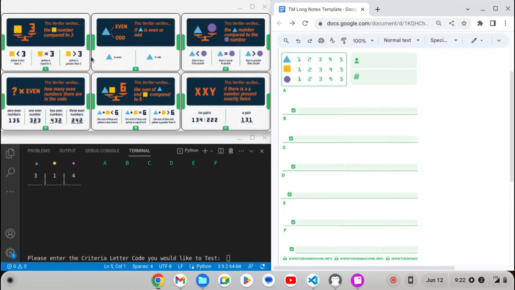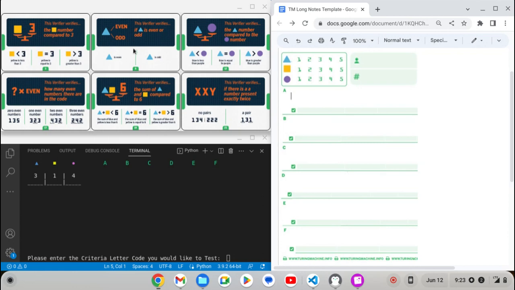So in the grid above, we've got our 6 criteria cards. In the top row, we've got criteria card A, criteria card B, and criteria card C. And the bottom row, we've got criteria card D, criteria card E, and finally criteria card F. Criteria card A looks at that middle digit, that square digit, and compares it to the value 3. So should the square value be less than 3? Should it be equal to 3? Or should square be greater than 3?